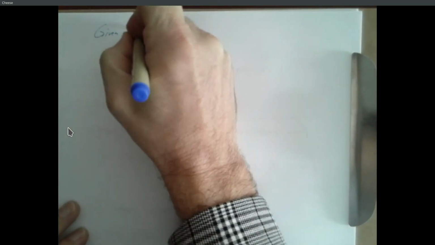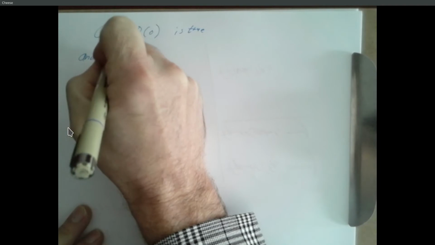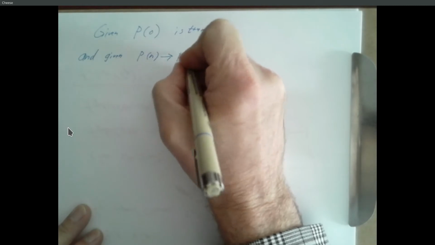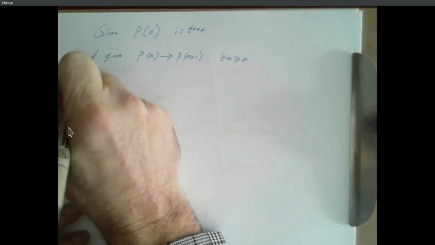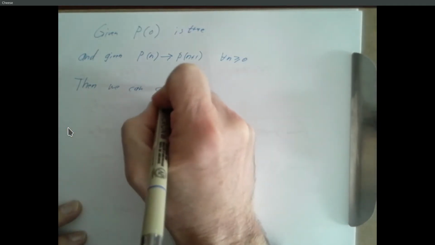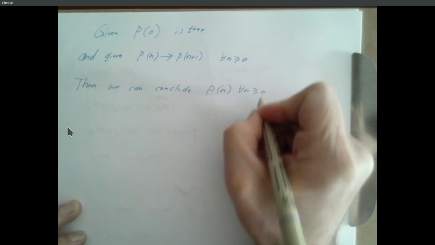So if we know, say, P of 0 or P some proposition, right? If we know P of 0 is true, and if we're given that if P of n is true, then P of n plus 1 is true for any n bigger than or equal to 0, then we can conclude that P of n is true for all n bigger than or equal to 0.